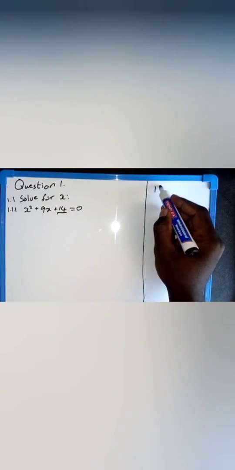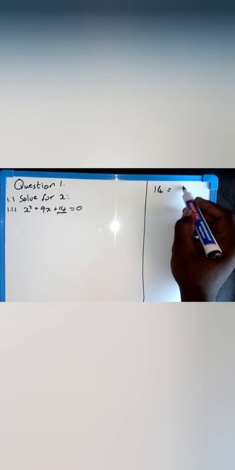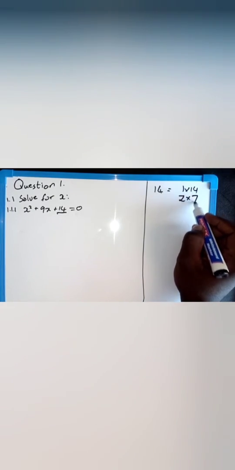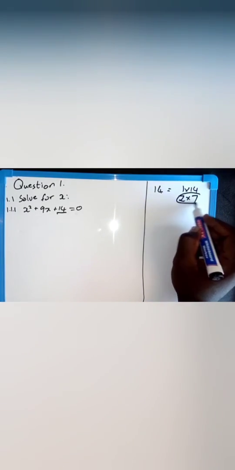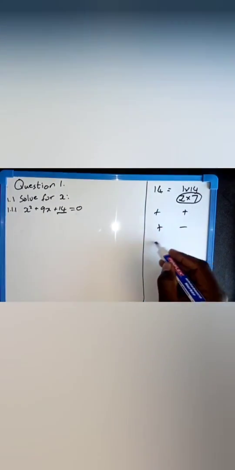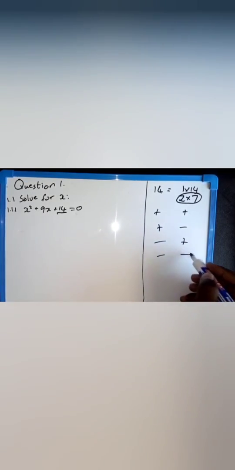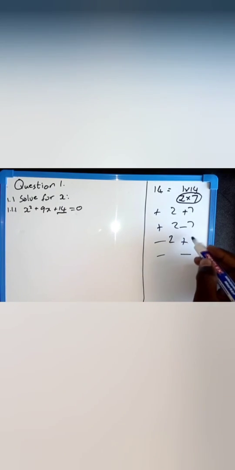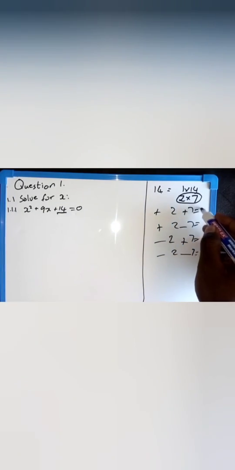We are given a 14. We know we can write this as 1 times 14 or 2 times 7. Looking at these, I know I can use this one here. So you'll have your plus plus, plus minus, minus plus, and minus minus, with 2, 7, 2, 7, 2, 7, 2, 7. This will give me positive 9.